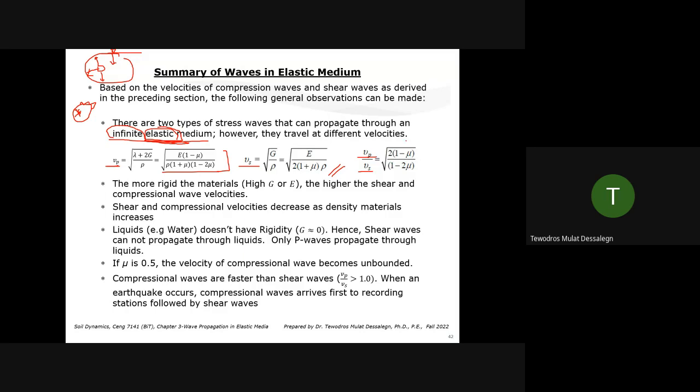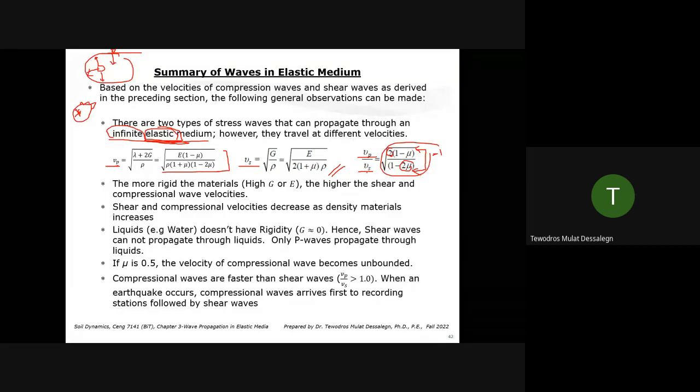So now this has something. This ratio for our common materials is always greater than 1. Which means (1 minus mu) divided by (1 minus 2 mu) is always greater than 1, because you are reducing more here, right? So this thing is larger. What does it tell you? It's telling us Vp is greater than Vs. If this whole thing is greater than 1, then Vp is greater than Vs.